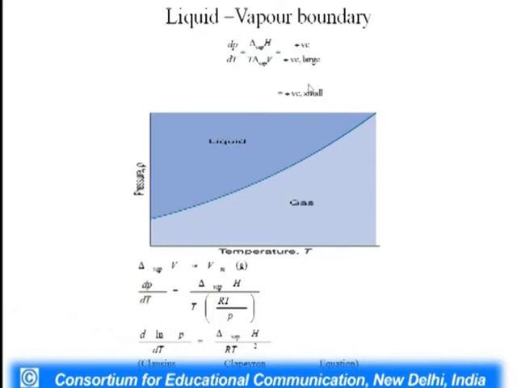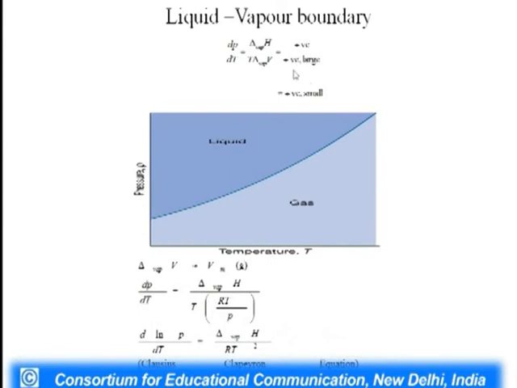We will get a positive but small value, since ΔV is large, and so this kind of slope will be obtained. This will be positive, which means that the equilibrium pressure will increase if we increase the temperature, or similarly, if we increase the pressure, the equilibrium temperature will also increase. Okay.